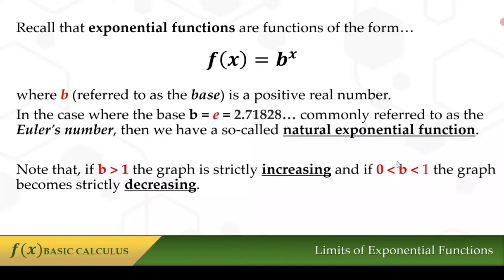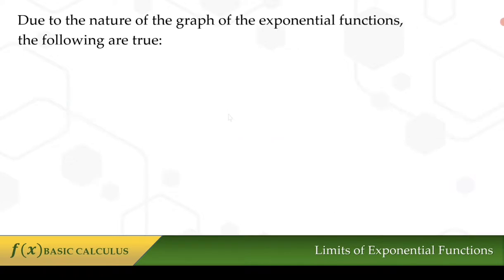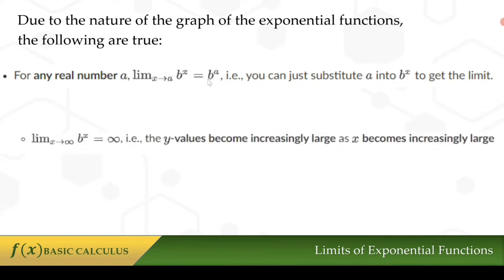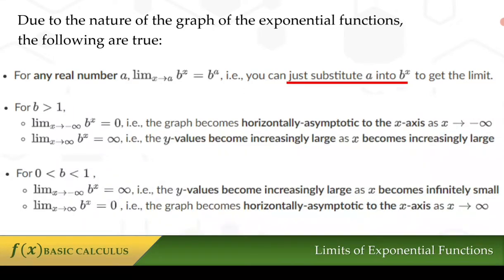Again, in the case where the base is equal to e, that's Euler's number, we have a natural exponential function. So in terms of the limit of exponential functions, due to the nature of the graph of exponential functions, the following concepts are true. Number one, for any real number a, the limit of b raised to x as x approaches a is equal to b raised to a. So, ano meaning nun? Meaning, guys, you can just substitute the value of a into the given exponential function to get the limit.